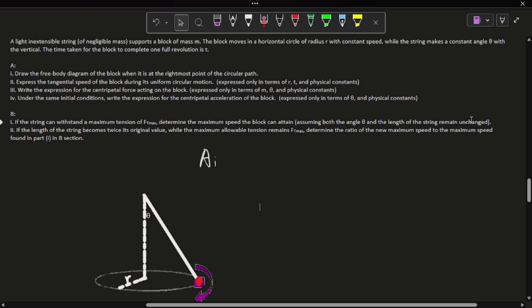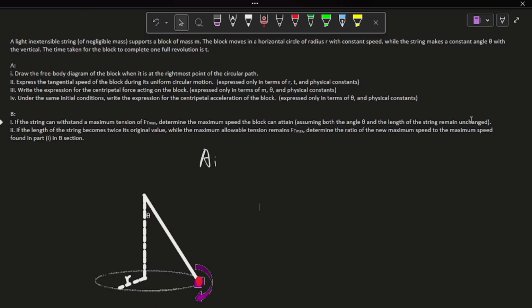A light inextensible string supports a block of mass m. The block moves in a horizontal circle of radius r with constant speed, while the string makes a constant angle theta with the vertical. The time taken for the block to complete one full revolution is t.